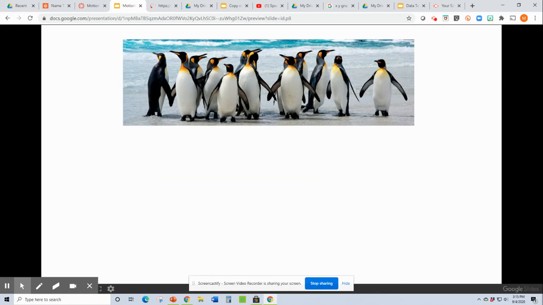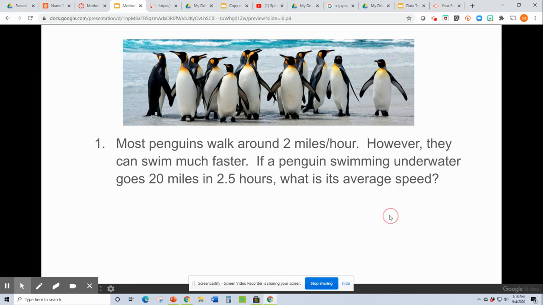So here's an example of something that you might see on a quiz, and you'll get some practice with this. We're not going to ask you to write this down because we already know we're going to be doing some practice problems like this, but here's some cute little penguins. It turns out that most penguins walk around 2 miles per hour, but they can swim much faster. So if a penguin swimming underwater goes 20 miles in 2.5 hours, what is its average speed?